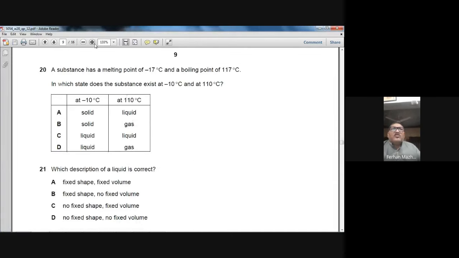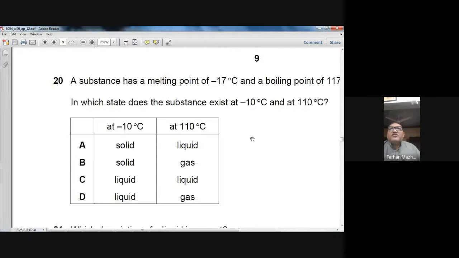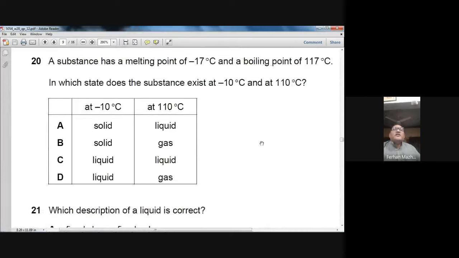Okay, so on your screen, we have question number 20. A substance has a melting point of minus 17 degrees centigrade and a boiling point of 117 degrees centigrade. In which state does the substance exist at minus 10 degrees centigrade and at 110 degrees centigrade? Okay, so minus 10 degrees and 110.